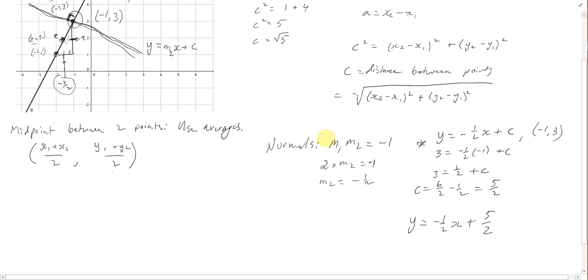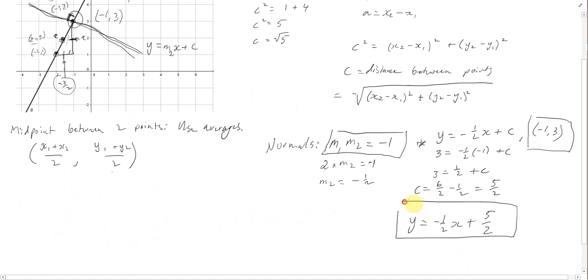Let's review how we got it. We found the gradient of it by doing this, and then we just found that one point that we know for the normal, subbed it in, and we wrote our final equation. So there we go, that's all we did for normals. So have a go at finding some normals.